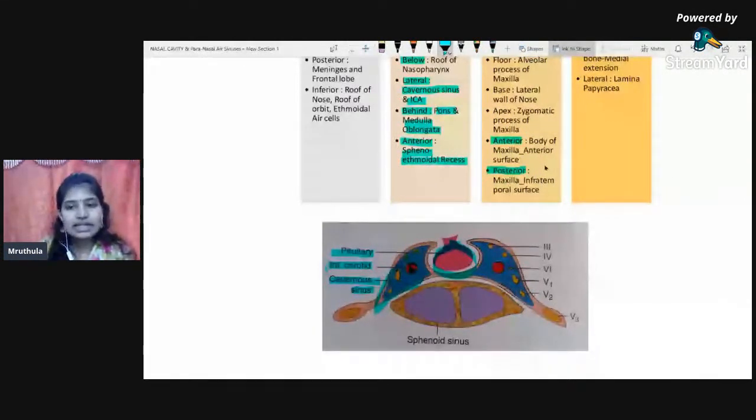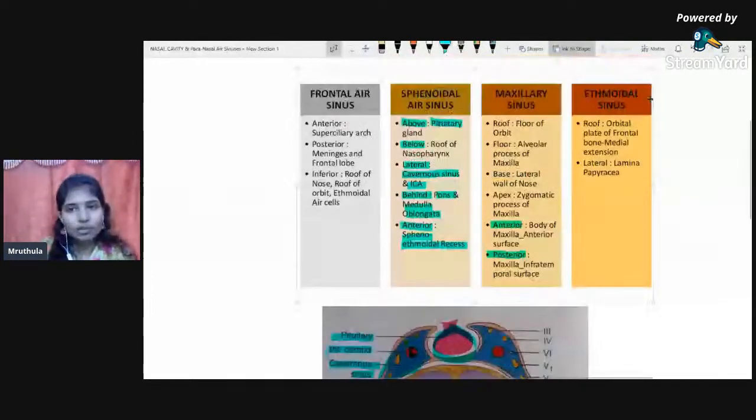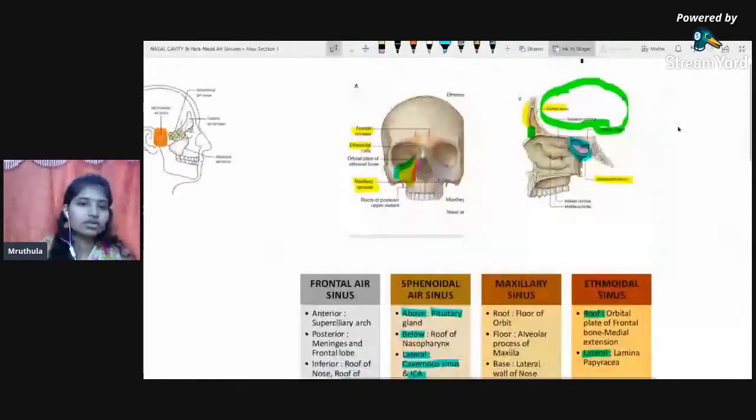by maxilla's infratemporal surface. Okay, so in most of your books, there will not be any relation given for the ethmoidal sinus. So just know about it. We can mention the roof and the lateral relation. So where is the ethmoidal sinus? It is the only sinus which has anterior and posterior divisions, and it is also found in groups. So this region is the ethmoidal air sinus.